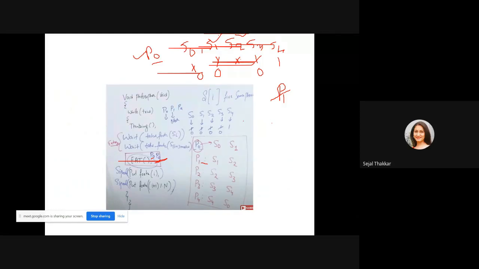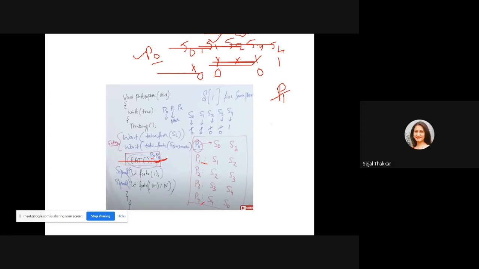Now when P3 comes, P3 requires S3, but S3 is already 0. It has been made 0 by P2. So he is again going to block, because it is already used by that particular philosopher P2. So P3 is not allowed to enter into the critical section.